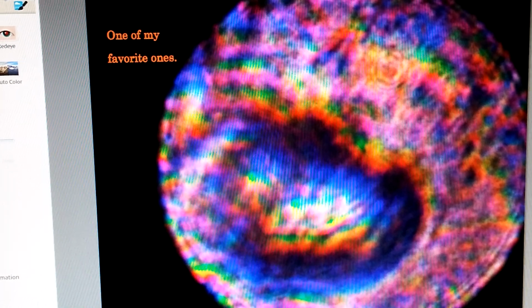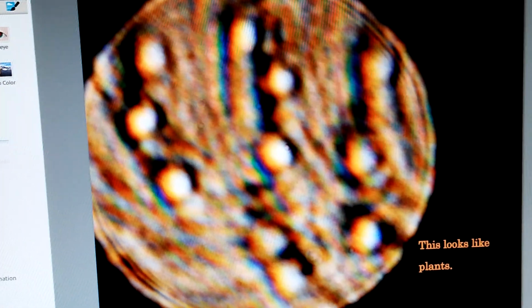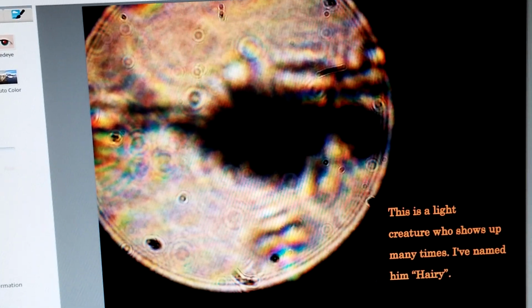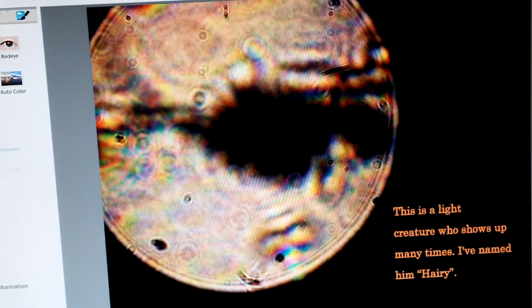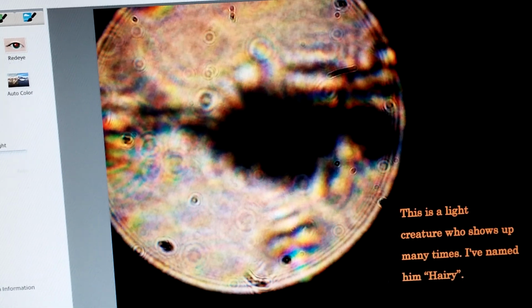This is one of my favorite ones. I like the violet in it. This one looks like there's plants in it. And this is a light creature who shows up many times. I've named him Harry. I see him so often.